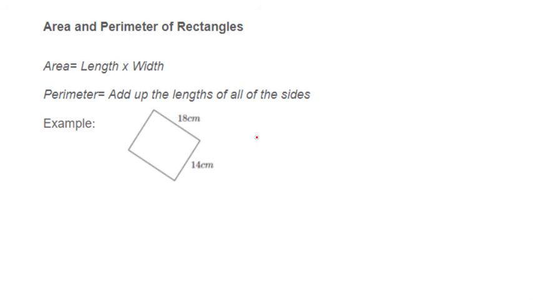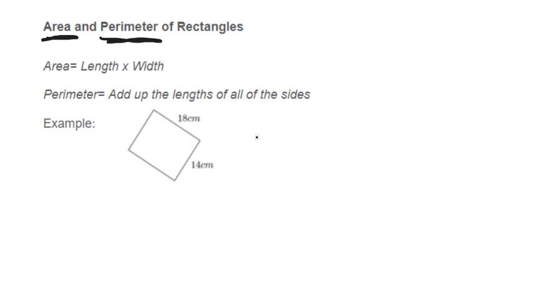Hi guys, so this is a video about the difference between the area and the perimeter of rectangles. Both of these things are quite simple and they're things that you learn when you're quite young actually, but people still mix them up even when they get older. So area and perimeter, let's talk a little bit about what the difference is first of all.